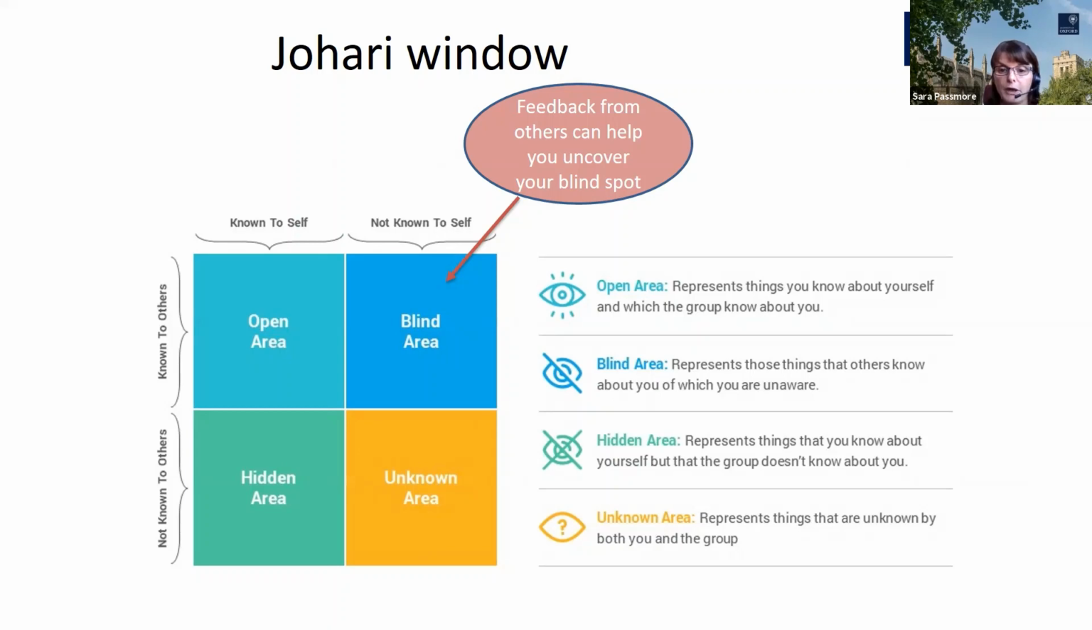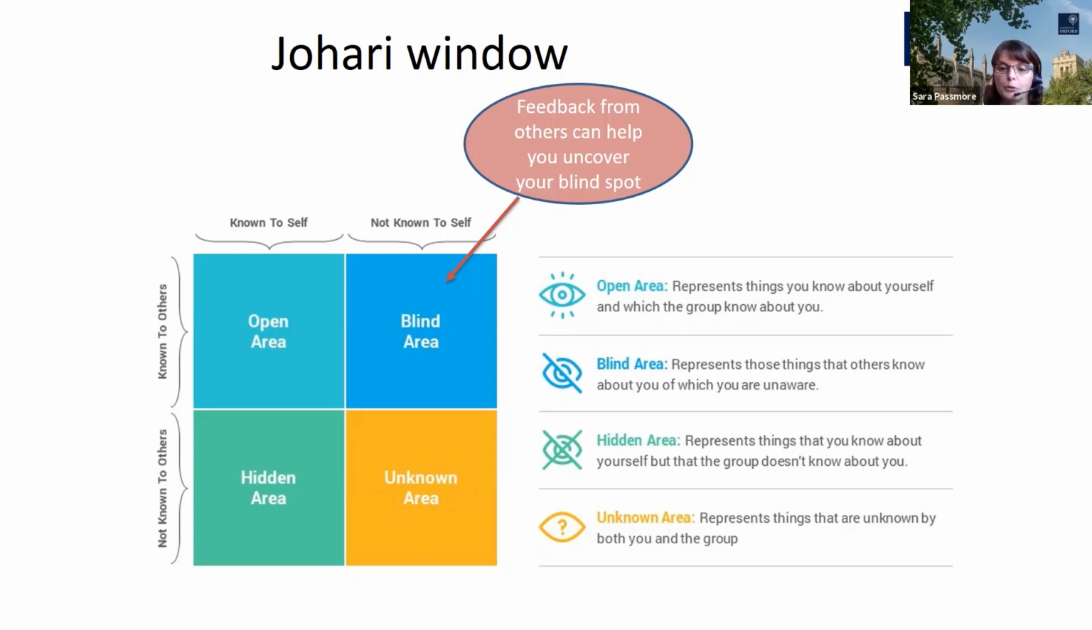The bottom left area is the hidden area, things you know about yourself that others don't. And this is perfectly acceptable. We don't have to share everything. The unknown area, the yellow area, this is not known to you or to others, which sounds a bit confusing, but I think we can think of this as your potential. For example, who knew that Emma Raducanu could win the US Open a few weeks ago?